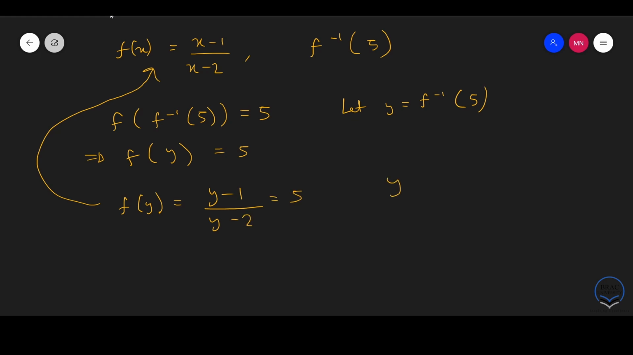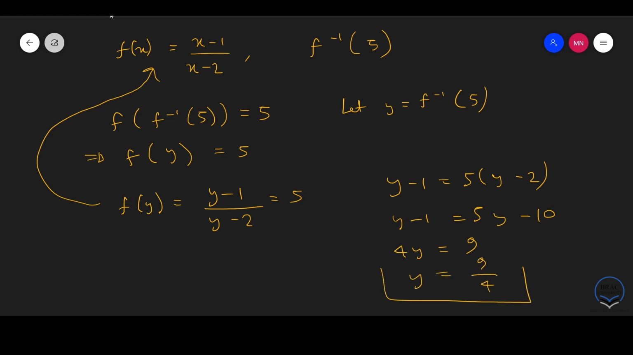Once again, we multiply both sides by y minus 2. We have 5 times y minus 2, right? And this gives us 5y minus 10. So we have 4y is equal to 9. So divide both sides by 4, we get y is equal to 9 by 4, right? So we know that f inverse of 5 is actually 9 by 4.